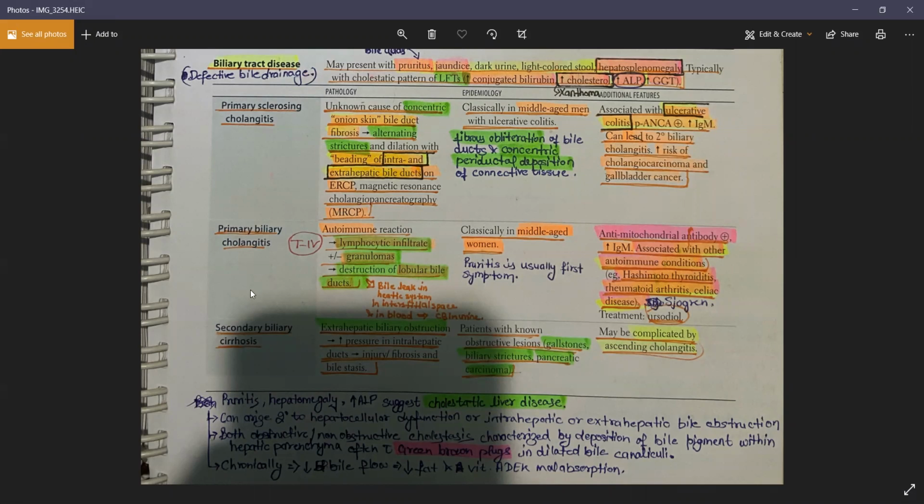And that can cause a secondary biliary cirrhosis, which means the patient is having cirrhosis secondary to a biliary disease. Is that okay? Yes. And because the obstruction is there, the infection can also happen, right? And that's why these patients generally present with ascending cholangitis also.